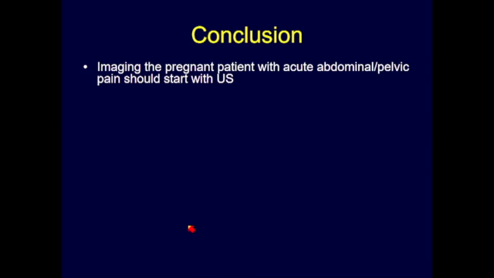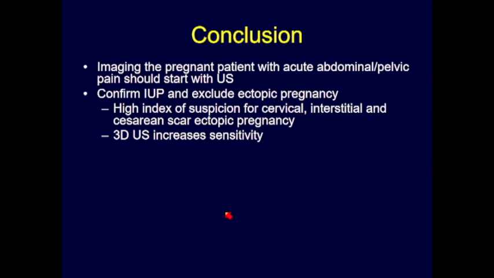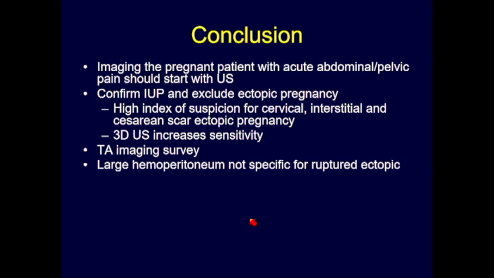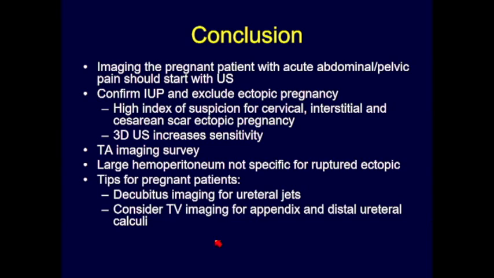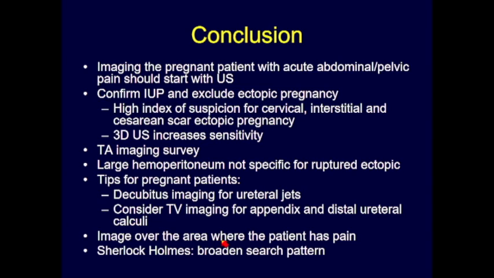So my final thoughts. Imaging the pregnant patient with acute abdominal pelvic pain should start with ultrasound, confirm an IUP and exclude ectopic pregnancy, have a high index of suspicion for cervical, interstitial, and cesarean scar ectopic pregnancy. 3D ultrasound increases sensitivity and also increases specificity and gives you more confidence. Remember to take the TA images first, and remember to use decubitus imaging for jets and consider transvaginal imaging for the appendix and distal ureteral calculi. Image where the patient has pain and be the Sherlock Holmes of that patient. Broaden your search pattern, figure it out, add value as a radiologist to your patients.